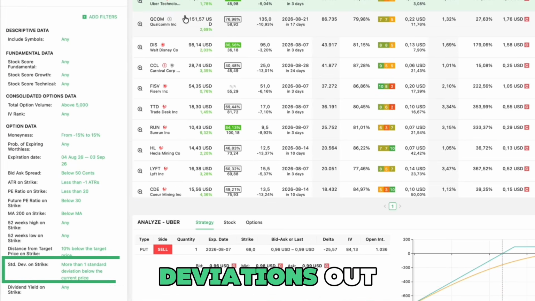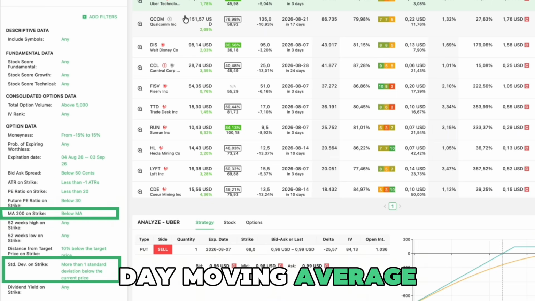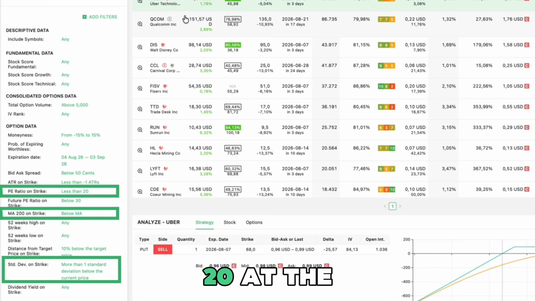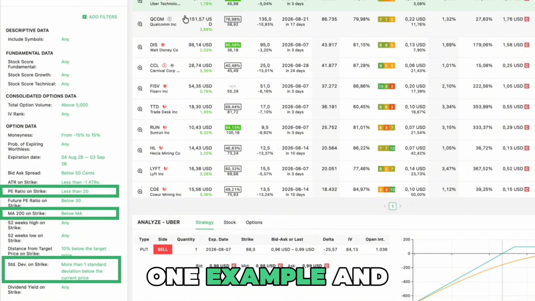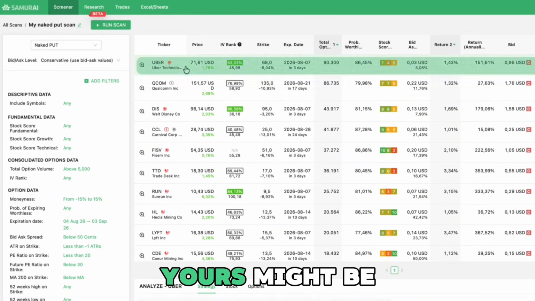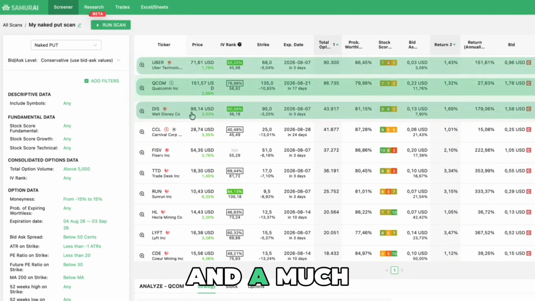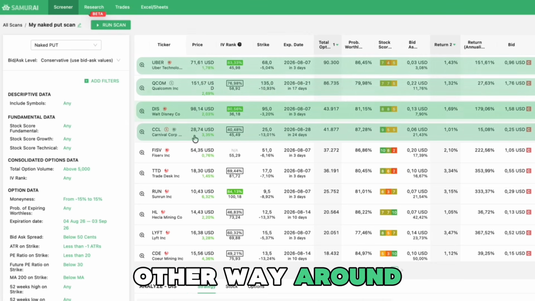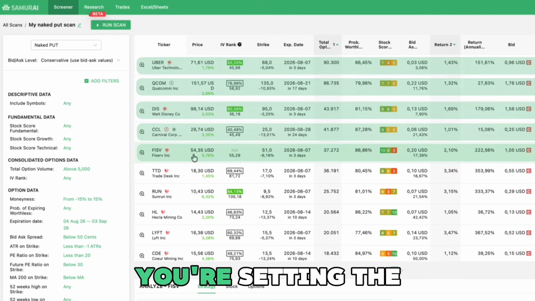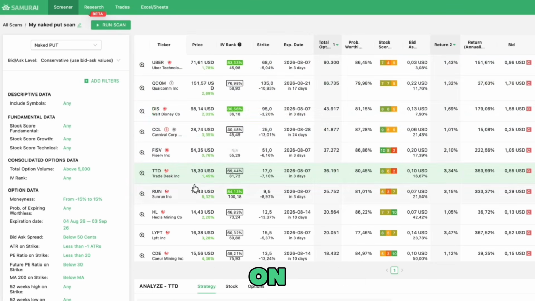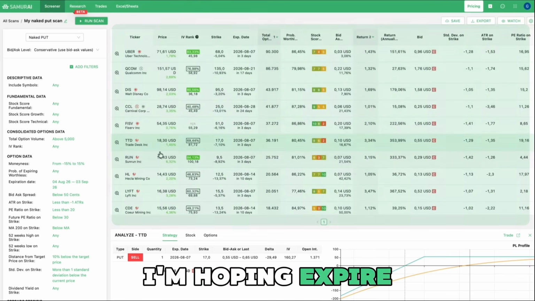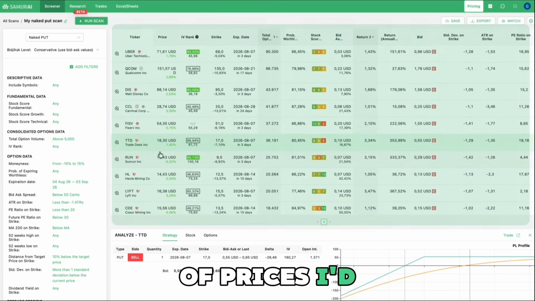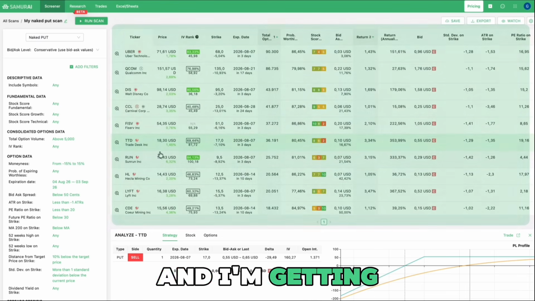Say 2 standard deviations out, below the 200-day moving average. Forward valuation under 20 at the strike. But that's just one example, and those are my numbers. Yours might be 1 standard deviation and a much lower multiple, or the other way round entirely. The point is, you're setting the terms you'd want to be assigned on. That's not a list of puts I'm hoping expire worthless. That's a list of prices I'd be glad to own the stock at, and I'm getting paid while I wait to find out.